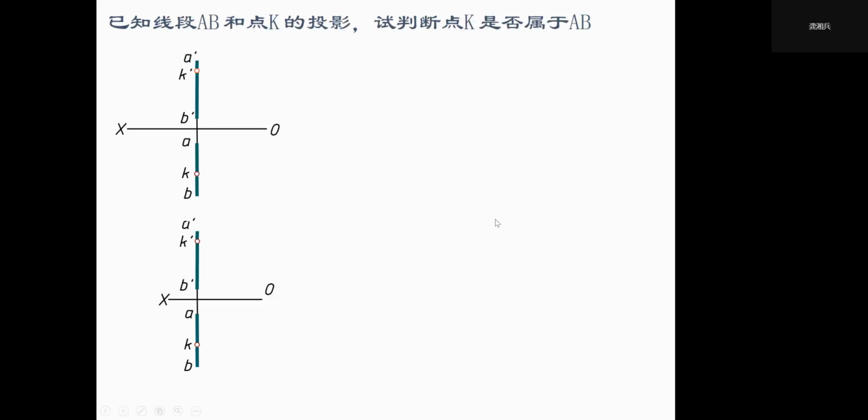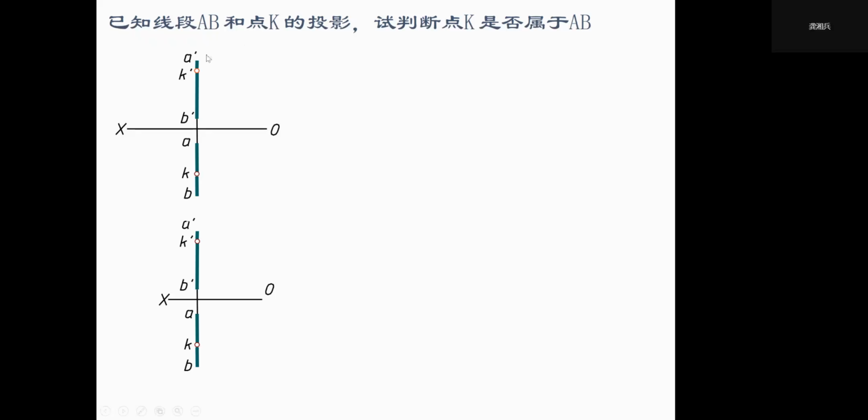Yeah. So this one is the question: how about this one? Why is this point? Please tell me whether K belongs to AB or not. When we talk about K, if the point belongs to a line, what does it mean? It means this point makes these two parts have the same ratio, yeah?